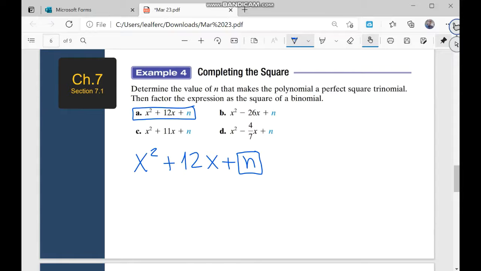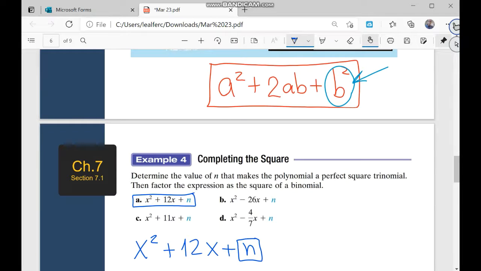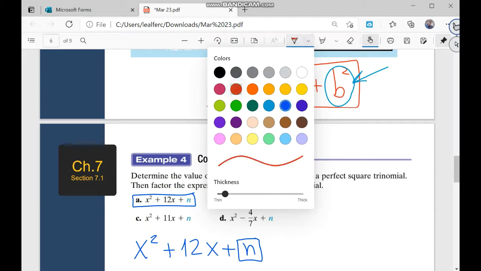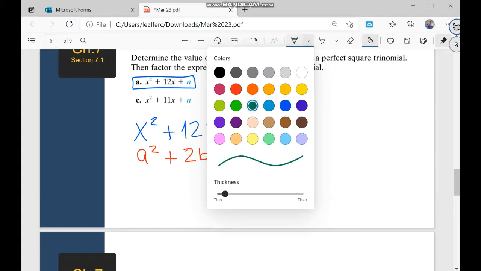Let's compare this expression with the formula, the perfect square trinomial that we have here. So write down the formula: a squared plus 2ab or 2ba, the same thing. I'm going to write 2ba because I think it makes more sense, plus b squared. Okay? Compare the formula with the expression.